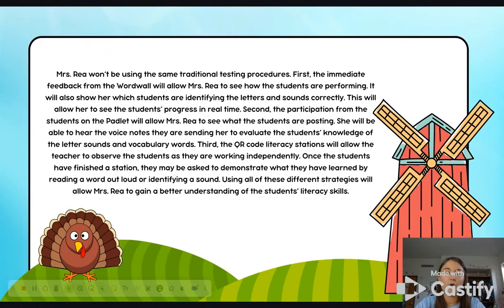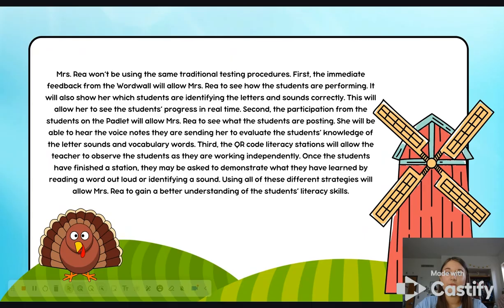So when you are assessing this after doing all this today, Ms. Ray won't be using traditional testing procedures. First, you'll get that immediate feedback from the WordWall, which will allow Ms. Ray to see how students are performing, because it also times them. So seeing how fast they're getting it, and if they're getting it correctly, or how many times they had to attempt it. So you're getting that instant feedback. It would also show her which students are identifying the letters and sounds correctly. This will allow her to see the students' progress in real time.